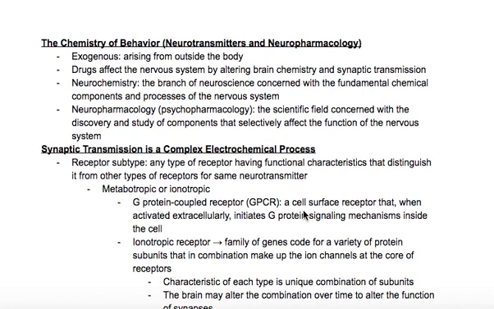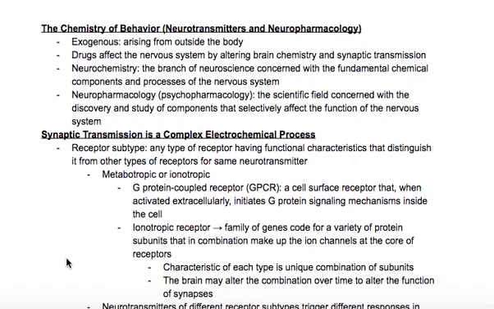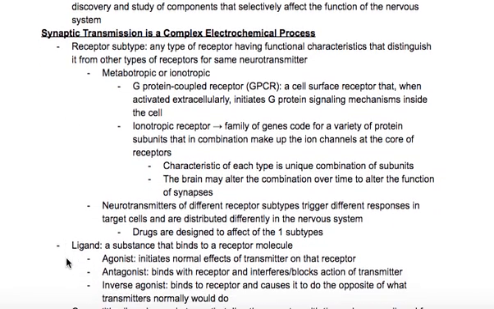Both of these are concerned with the processes of the nervous system. Neuropharmacology is more with the exogenous factors, while neurochemistry is more of the endogenous factors. Next section involves the study of synaptic transmission, and it states that it's a complex electrical process.